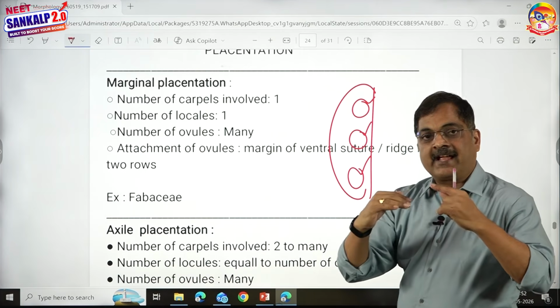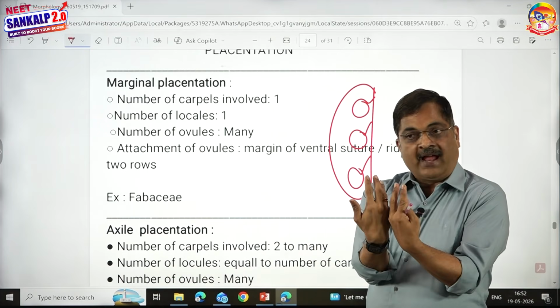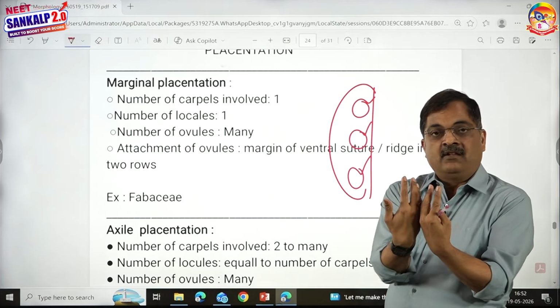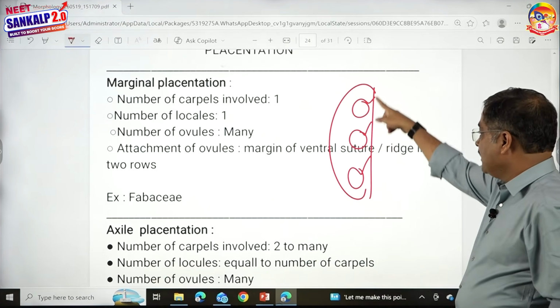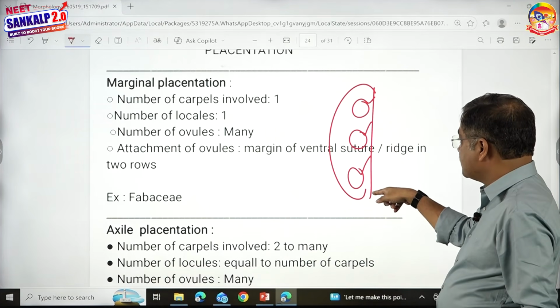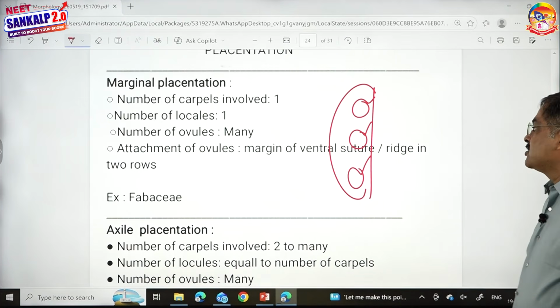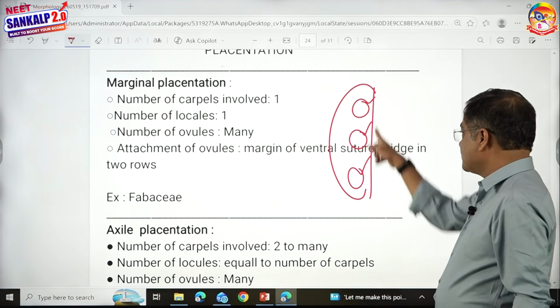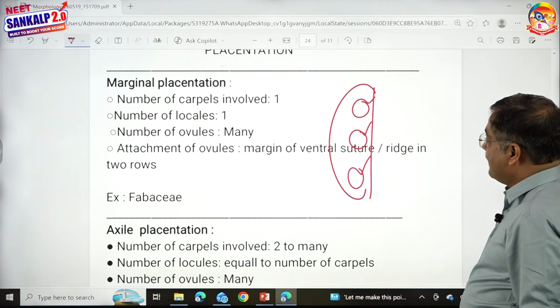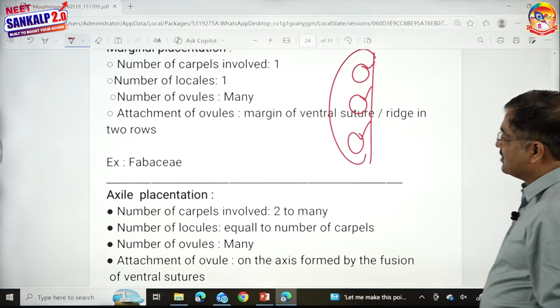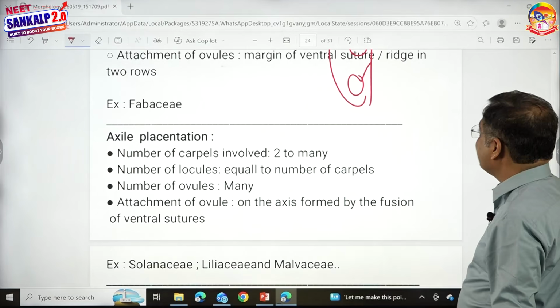When I fold, I take a book and I fold like this. Then when I fold like this, that is what is called the dorsal suture. This is the dorsal suture and this is the ventral suture. All the ovules are attached on the margins of ventral suture. This is said to be marginal placentation. Example is Fabaceae. Then what is axial placentation?